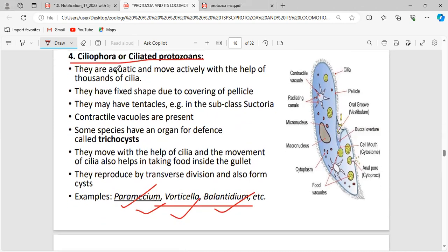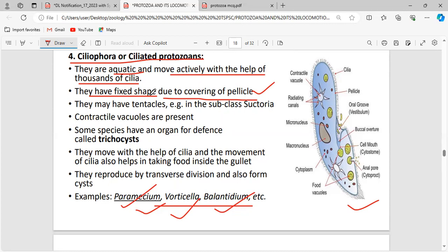They are aquatic and move actively with the help of thousands of cilia. In Paramecium, the entire body is covered by cilia, and these cilia help them in locomotion. They have a fixed shape due to the covering of the pellicle. Because of this pellicle, they have a definite shape.